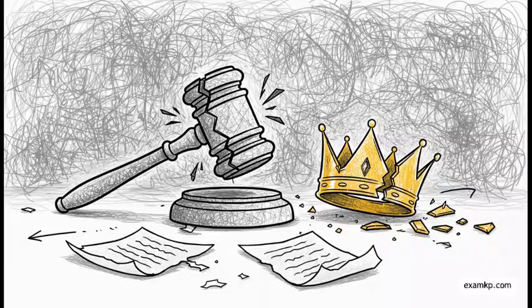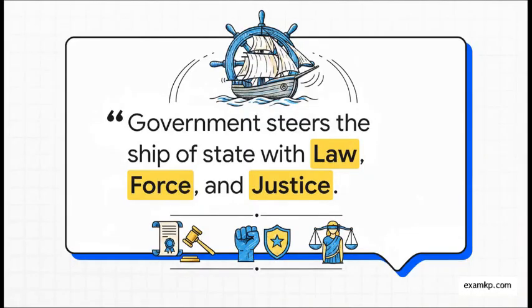So, let's bring it all together and wrap up. Take a look at this quick revision card. It brings us right back to where we started. Government steers the ship of state through law from the legislature, force from the executive, and justice from the judiciary. Honestly, if you can just remember that one single sentence, you have captured the very essence of this entire topic.